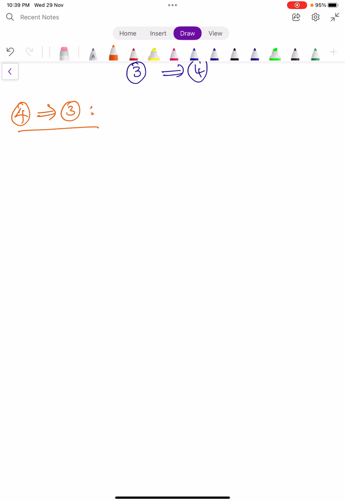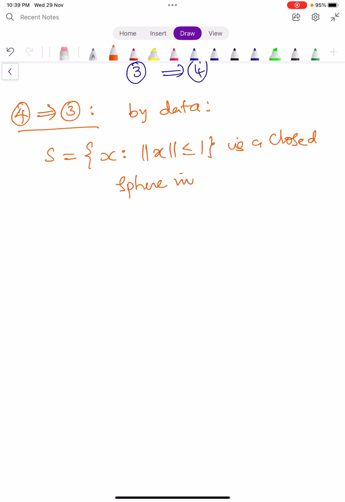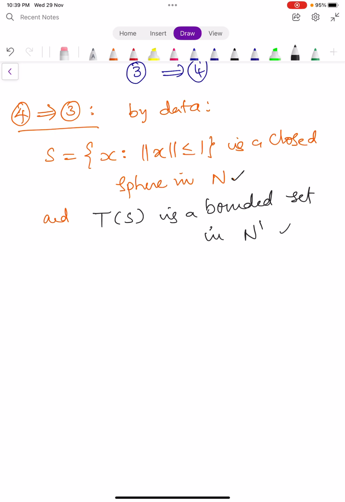To prove this, we define certain things. By data, it is given that S equals the set of X such that norm X is less than or equal to 1, which is a closed sphere in capital N, and T of S is a bounded set in N dash. Remember that: S is a closed sphere in N and T of S is a bounded set in N dash.